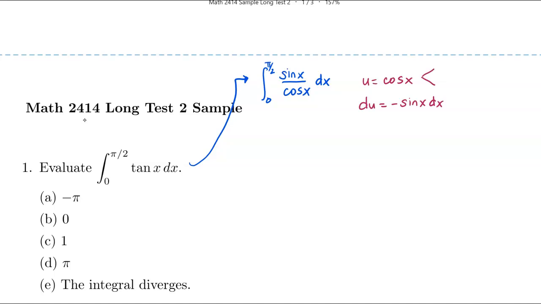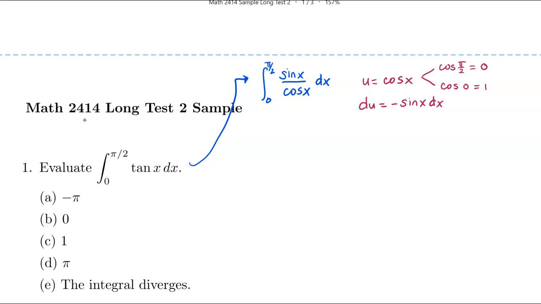Okay, so let's begin by plugging in this x value here to here, and we compute for u when x is 0. So when x is 0, you have cosine of 0, and cosine of 0 is equal to 1. And then you have cosine of pi over 2, that is when x is equal to pi over 2, and cosine of pi over 2 is equal to 0.